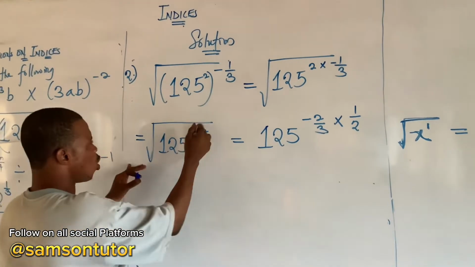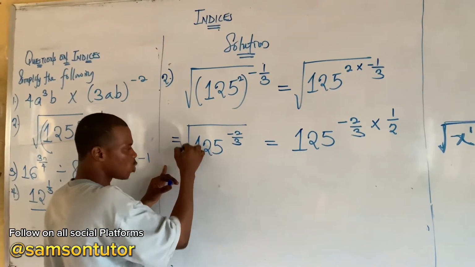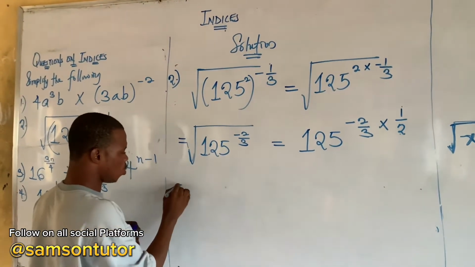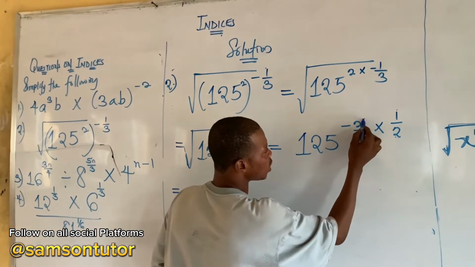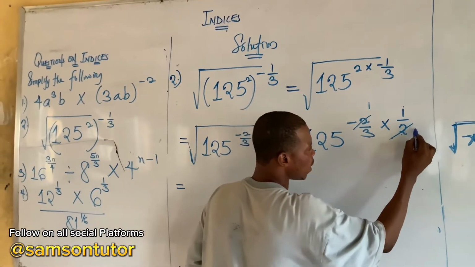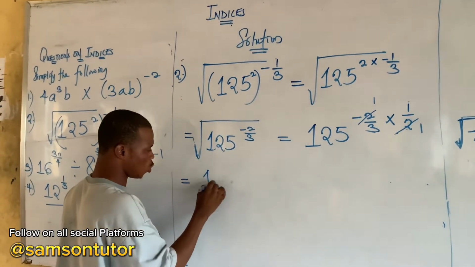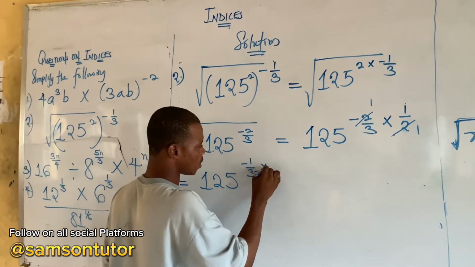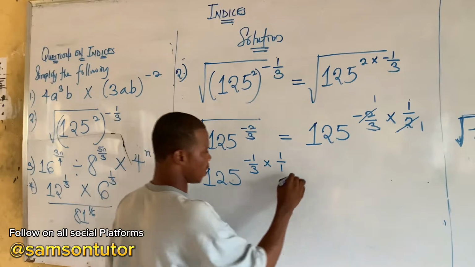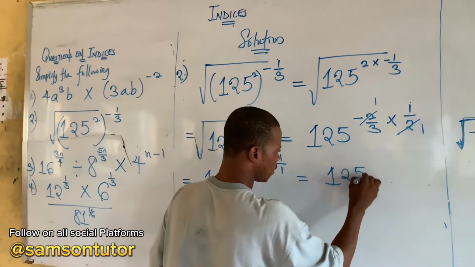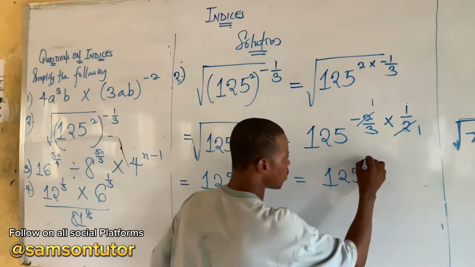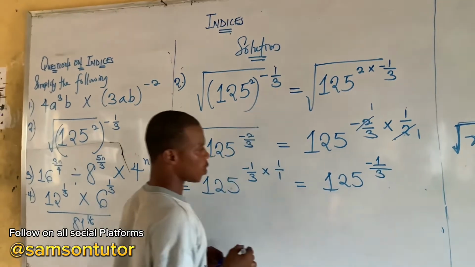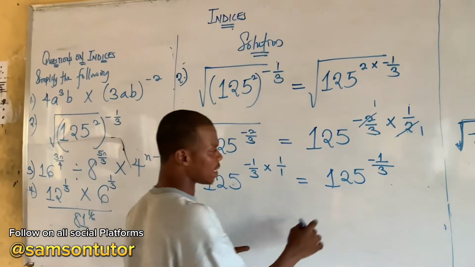So in this instance, whenever you see the square root, it will be times 1 over 2. So you can say equals, you can say 2 here 1, 2 here 1. In this instance, we have 125 raised to power minus 1 all over 3 times 1 all over 1. So from here, you can say 125 raised to power minus 1 times 1 is still minus 1, and 3 times 1 will give us 3.